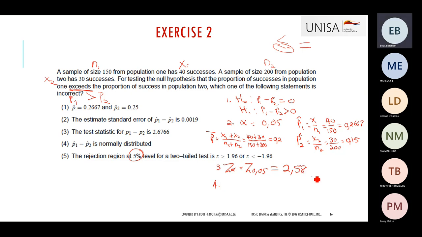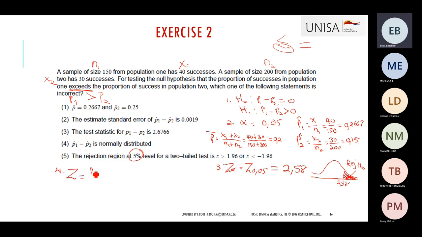Oh, we can also find already here the region of rejection, because we can draw it and say this is greater than, so therefore the region of rejection will be this side. So here we'll have 2.58, and if it falls here, we're going to reject the null hypothesis. That's what we're going to be doing. So let's go and calculate the test statistic.